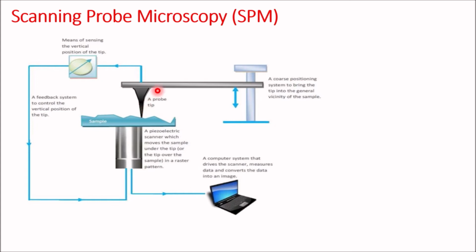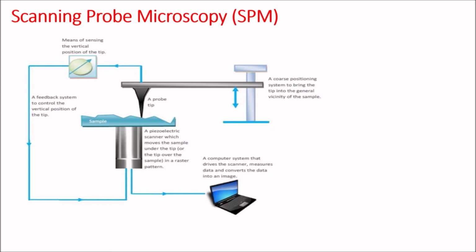There is a probe tip with a coarse positioning system to bring the tip into the general vicinity of the sample. A piezoelectric scanner which moves the sample under the tip or the tip over the sample in X, Y and Z directions. There is some mechanism to sense the vertical position of the tip and a feedback system to control the vertical position. And everything is interfaced to a computer to drive the scanner, measure data, and convert it into an image.